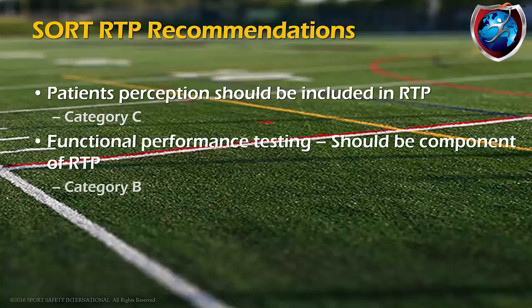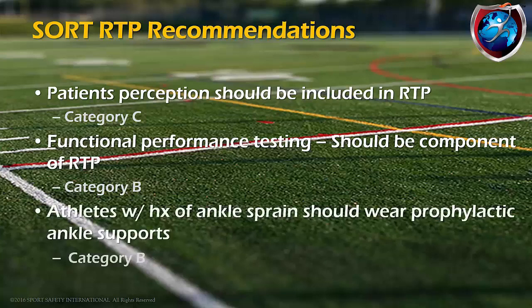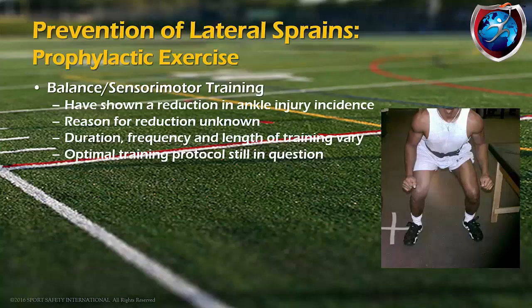Athletes with a history of previous ankle sprains should wear prophylactic ankle supports in the form of ankle taping or bracing for all practices and games. Both lace-up and semi-rigid ankle braces and traditional ankle taping are effective in reducing the rate of recurrent ankle sprains in athletes. Prevention of orthopedic injury is a high priority for all athletic trainers and other healthcare professionals who work with athletes. Information is available for external ankle supports, but data on other forms of injury prevention are limited.